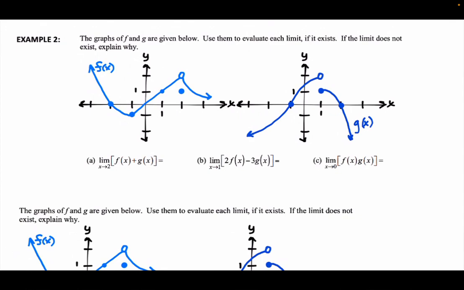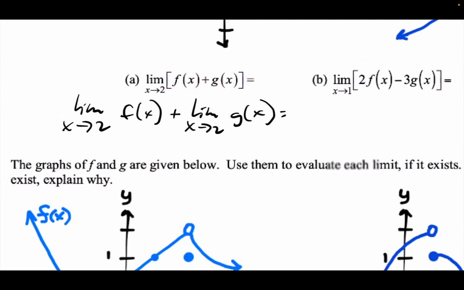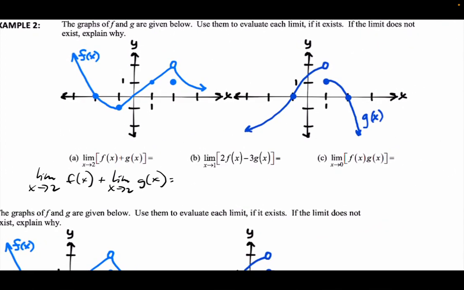So A, the limit as x approaches 2 for f, plus the limit as x approaches 2 for g, right? That's how we're going to solve it. They don't tell us the answer, so we've got to look at the graph. What is the limit as x approaches 2 for f? 2 is right here, right? As I come from this side, what y value am I approaching? 2. As I come from the other side, what y value am I approaching? 2. So the limit is 2.